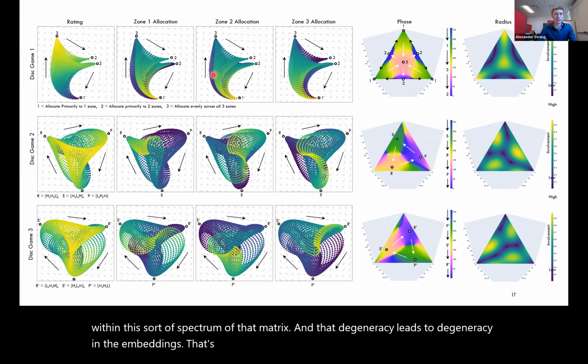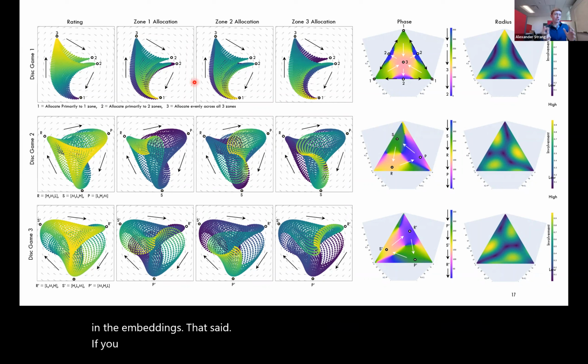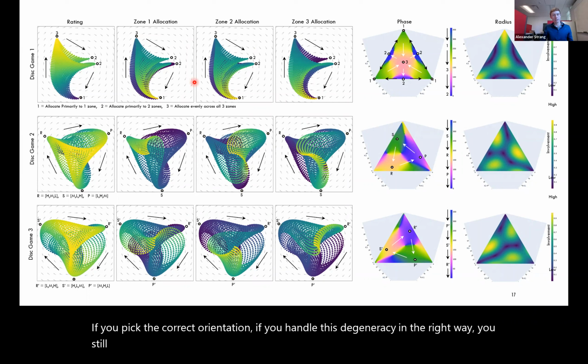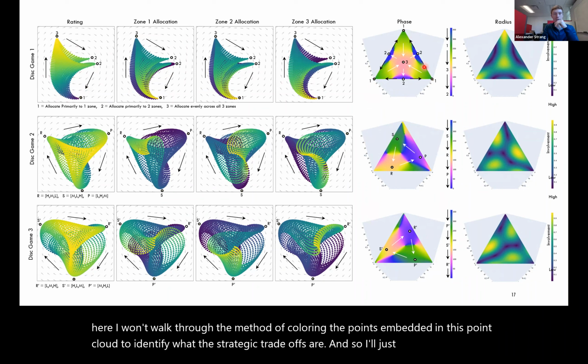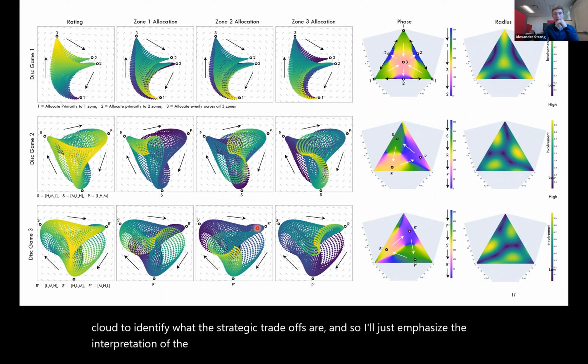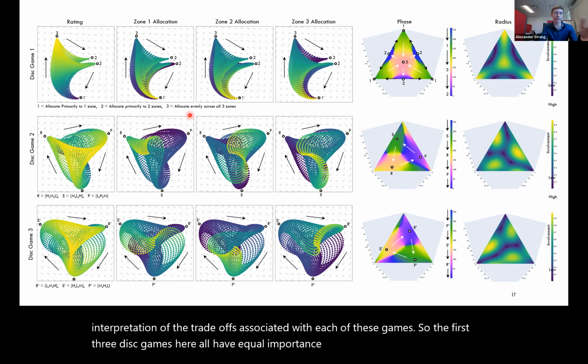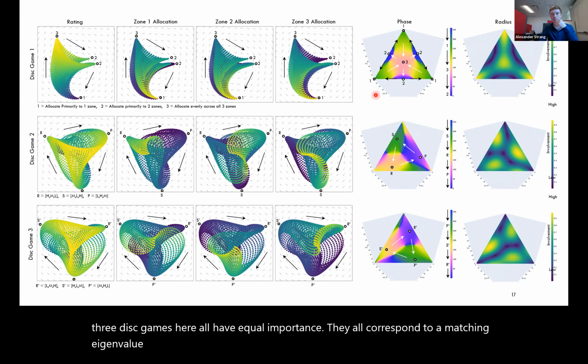That said, if you pick the correct orientation, if you handle this degeneracy in the right way, you still end up with meaningful strategic feature extraction or trade-off extraction. So here, I won't walk through the method of coloring the points embedded in this point cloud to identify what the strategic trade-offs are. Instead, I'll just emphasize the interpretation of the trade-offs associated with each of these disk games. So the first three disk games here all have equal importance. They all correspond to a matching eigenvalue. That's where the degeneracy comes from.